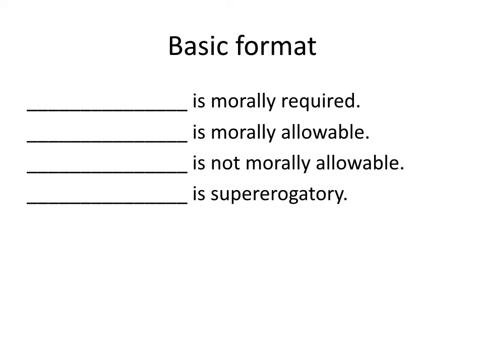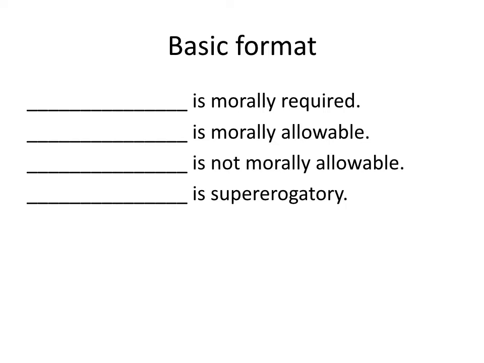The first one is morally required. Something is morally required if we must do it. We don't have any choice. If we want to do what is morally good, we have to do this. The second, morally allowable, means that the action in question, it's okay for us to do if we want to or if we choose to, but we don't have to do it. The third, not morally allowable. This means it's always wrong for you to do it. You can't do it. It's always bad.